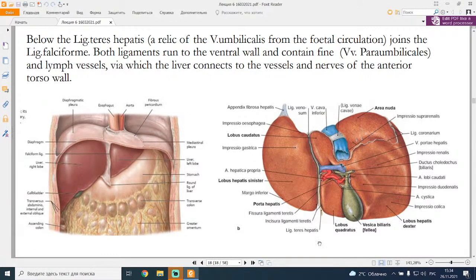Below, the ligamentum teres hepatis, a relic of the vena umbilicalis from the fetal circulation, joins the ligamentum falciforme. Both ligaments run to the ventral wall and contain fine veins, the venae paraumbilicales, and lymph vessels, via which the liver connects to vessels and nerves of the anterior abdominal wall.